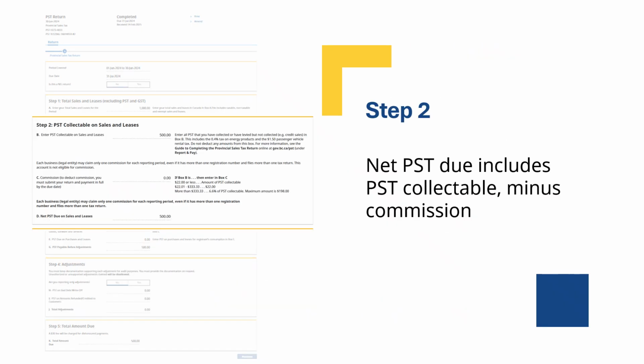Step 2 is PST collectible on sales and leases. This is the net PST due, which includes PST collectible minus commission.